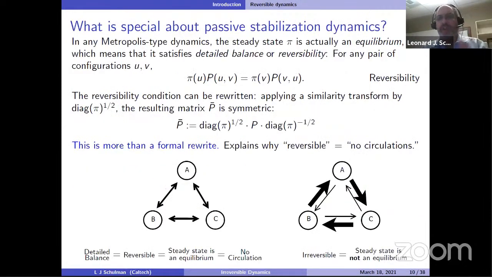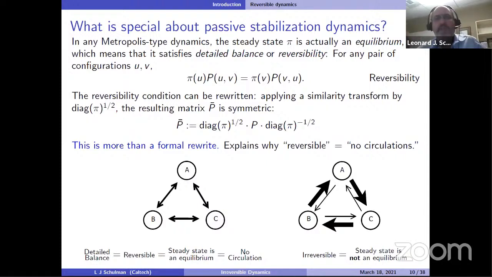So what I've been dancing around: what is special about these kinds of dynamics? I keep calling this an equilibrium, and I really want to write down the definition of detailed balance, because this is the topic. Although I know many of you know this, I'm just going to have to say it. What detailed balance or reversibility means is this: when you are in the stationary state, and I'm assuming uniqueness of the stationary state and so forth.